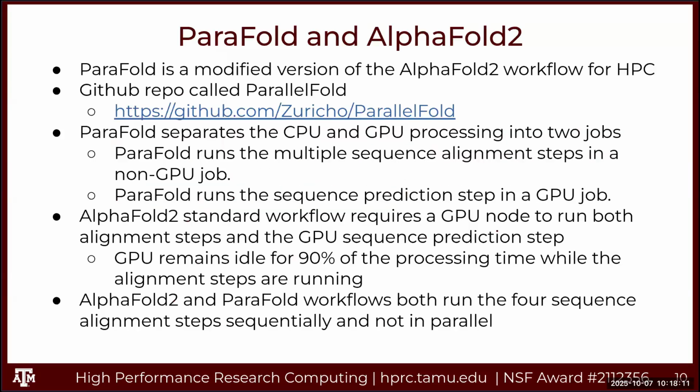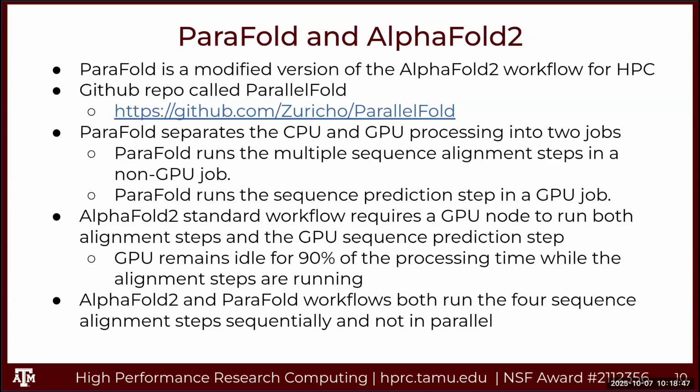All right, so we use ParaFold to run AlphaFold 2 on ACES. ParaFold uses AlphaFold 2 code. It's in a repository called ParallelFold. ParallelFold started out, at least when I was looking back at it, that they were trying to design a workflow that would allow the first 4 multiple sequence alignment steps to run in parallel, and then that would help speed it up instead of running them sequentially.